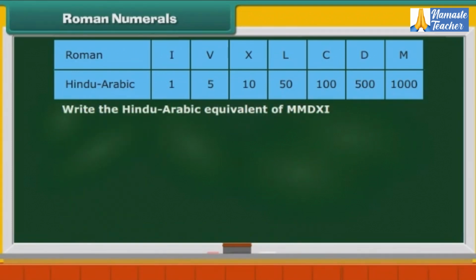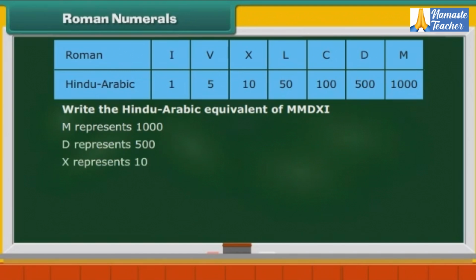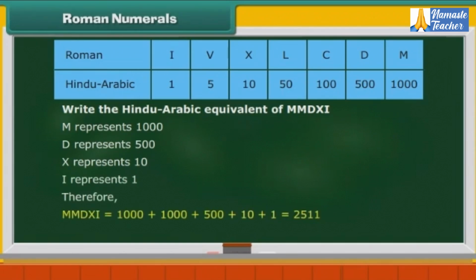Write the Hindu-Arabic equivalent of DXI. M represents 1000, D represents 500, X represents 10, I represents 1. Therefore, DXI is equal to 1000 plus 1000 plus 500 plus 10 plus 1, which is equal to 2511.